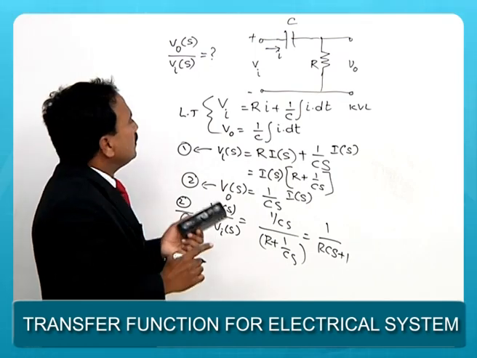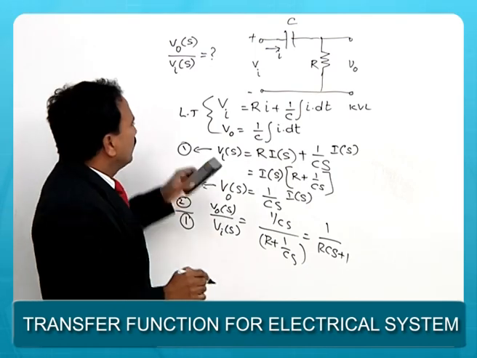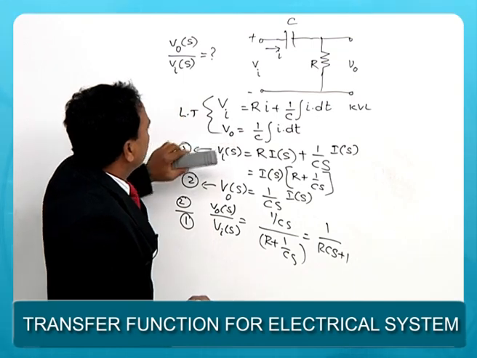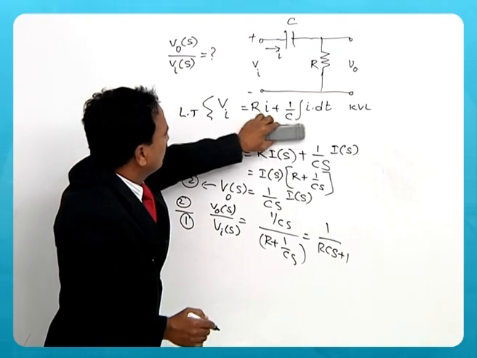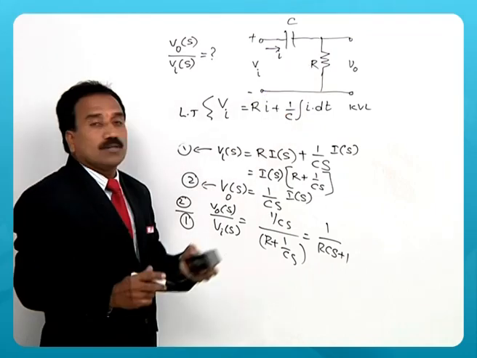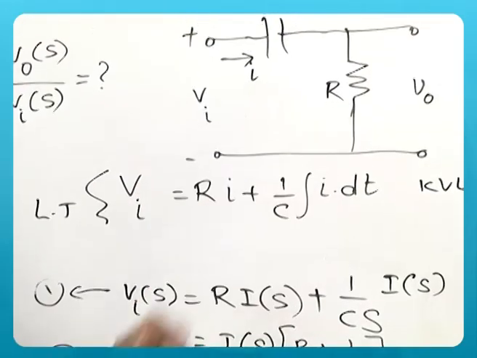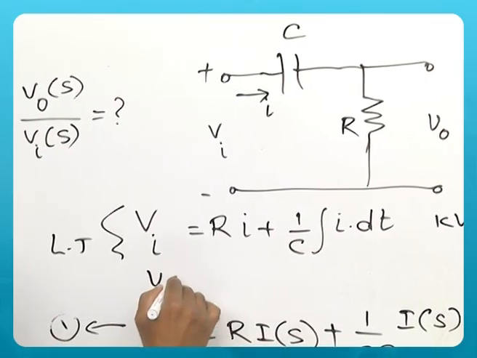Now there is a change in the second equation. This V0 is not now the voltage across the capacitor, because now it is a resistor. So what is the output voltage now?